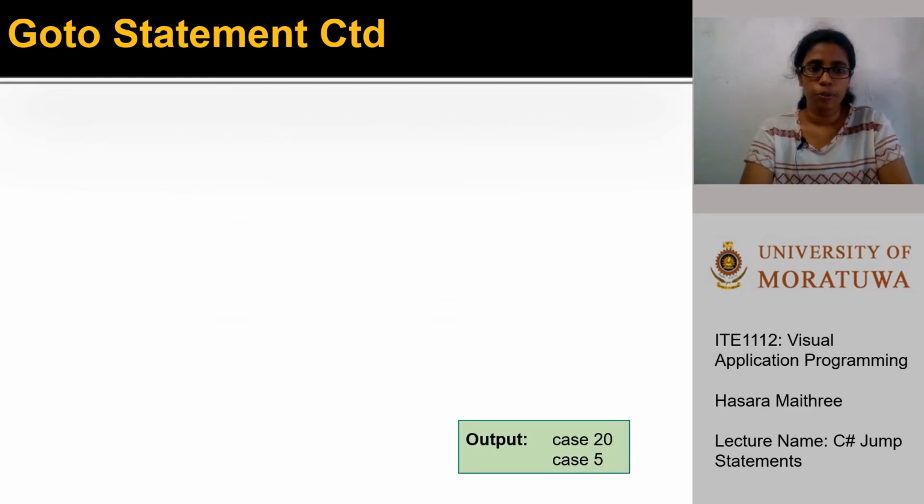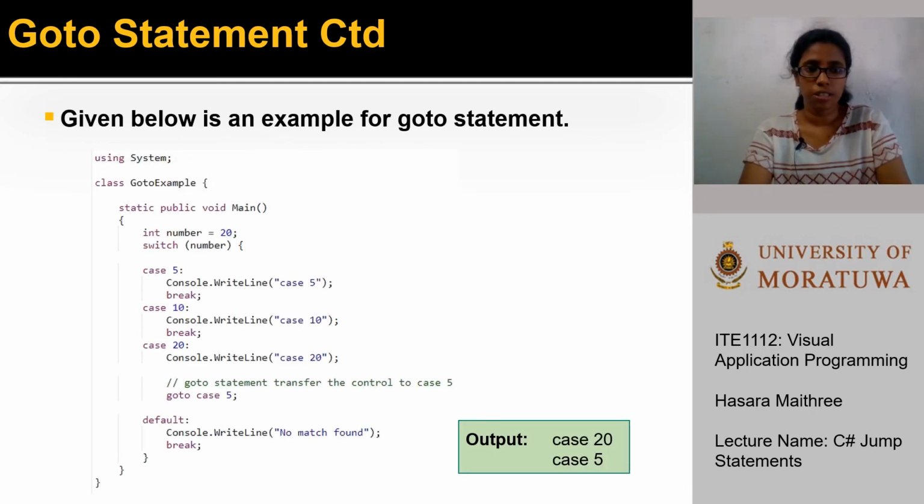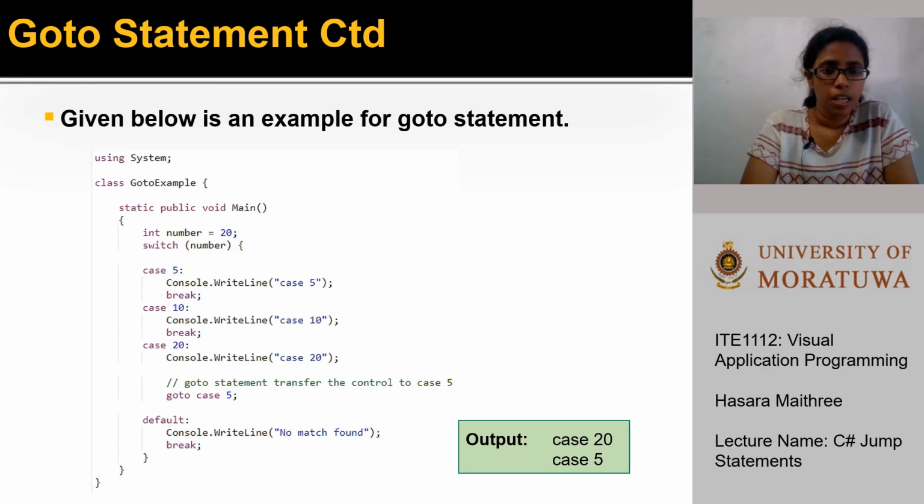Now let's look into an example where this goto statement is used so that you will be able to understand what I said earlier. This is the class goto example, and this is the main method at which the program execution starts. We have initialized a variable called number to 20, and based on the value of that number, we have put a switch case here.